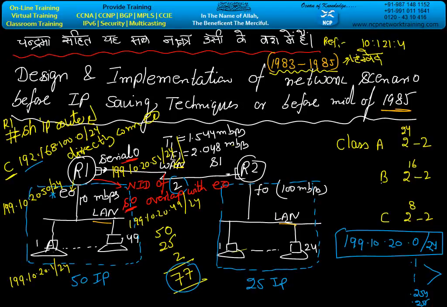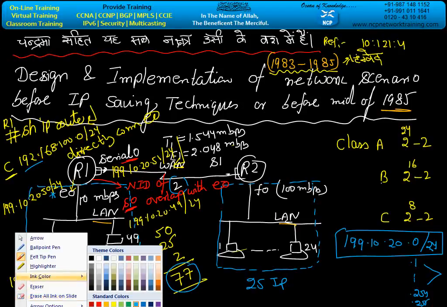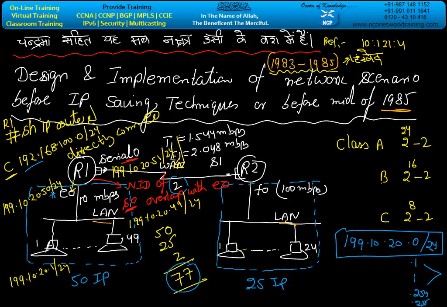The function of the router is to provide connectivity between different NIDs. The main principle when we designed the router was different NID per port. Router works on this principle, different NID per port. It's the basic principle of the router.